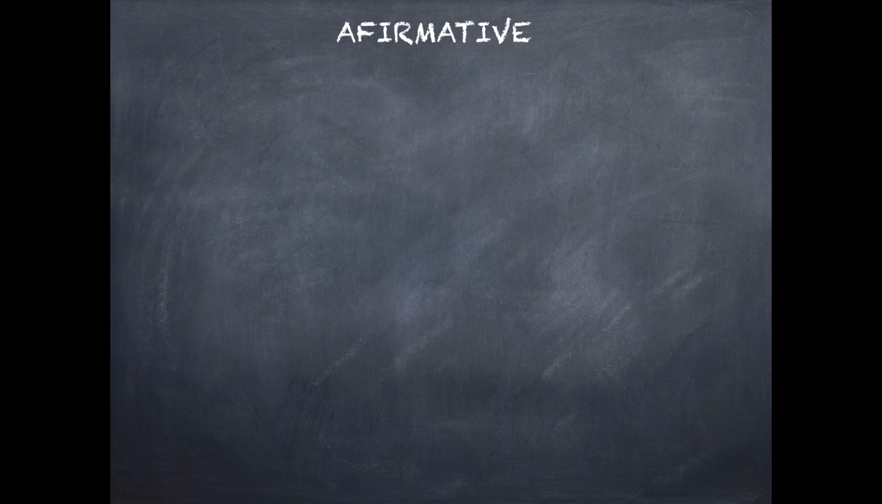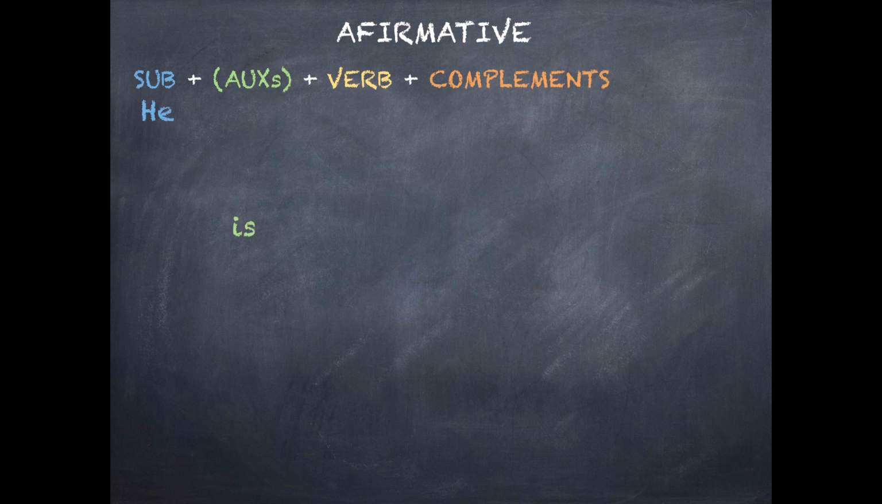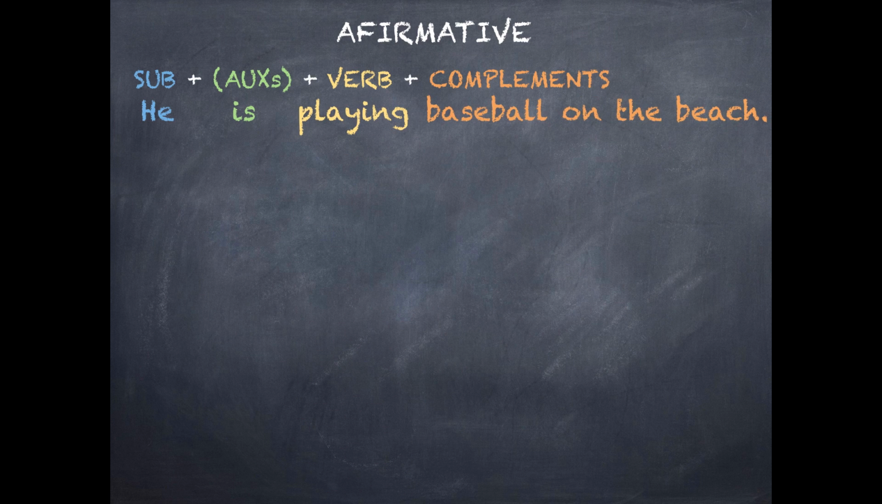We have revised the structure for affirmative sentences. Remember, they have a subject, he; may have auxiliaries, is; the main verb as the auxiliary requires, playing; and some complements, baseball on the beach.